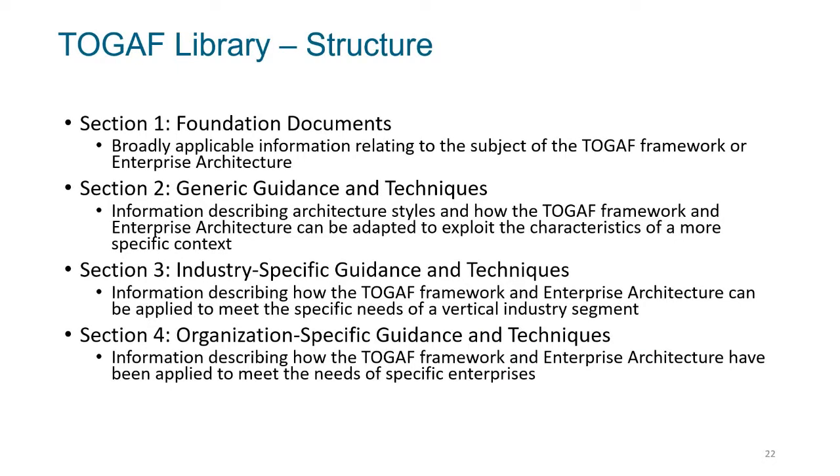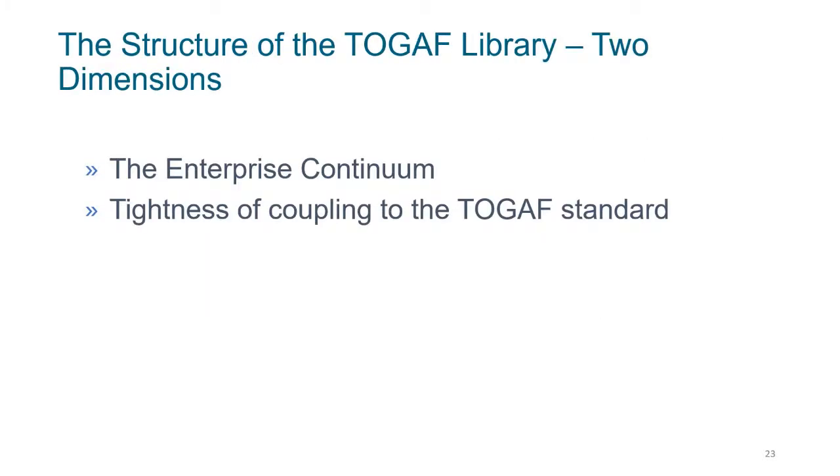So the library itself includes the foundation documents. Again, these are the bases, includes the generic guidance and techniques, so different architecture styles and how you follow TOGAF. It includes industry-specific guidance and techniques. So as an example, how can you use TOGAF in multiple verticals within the industry? And the last, on this slide anyway, organization-specific guidance. So basically, how TOGAF was applied in a specific type of environment, right?